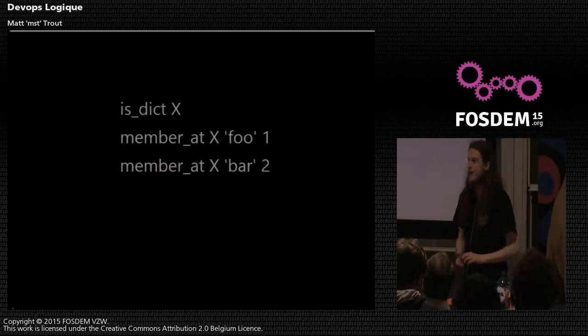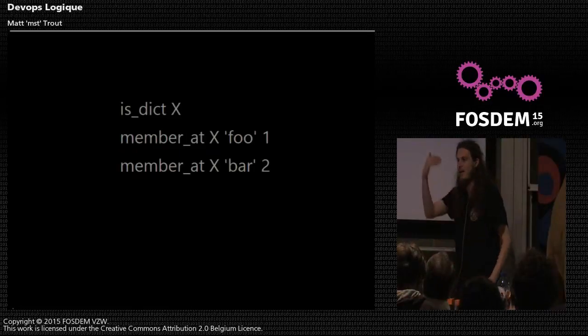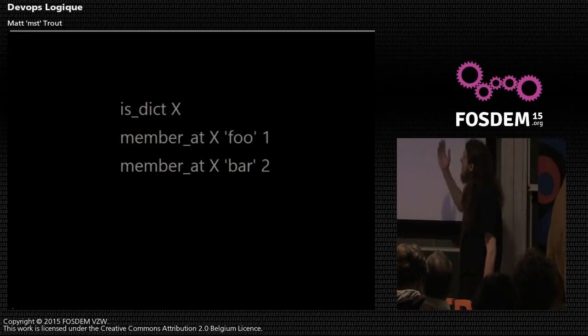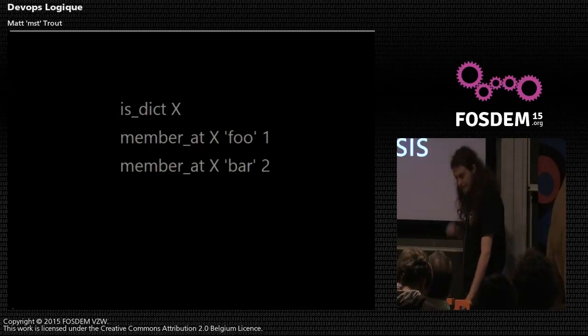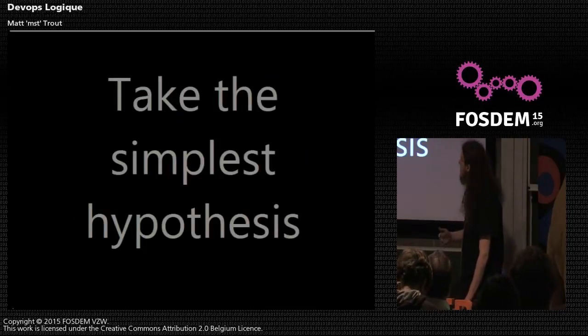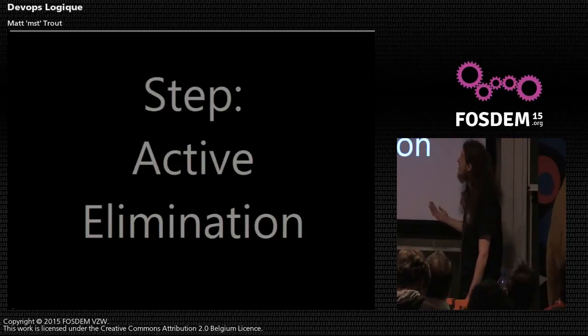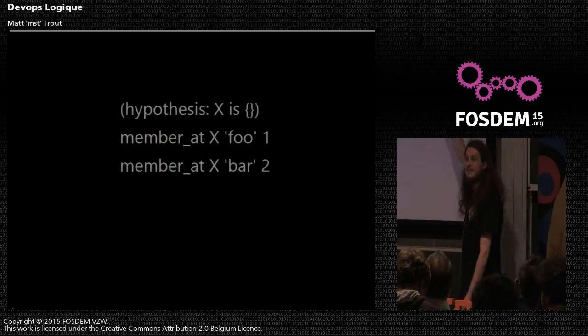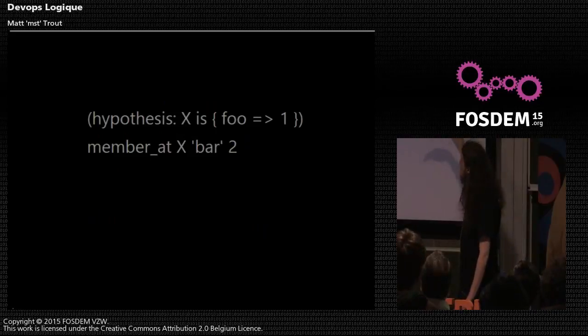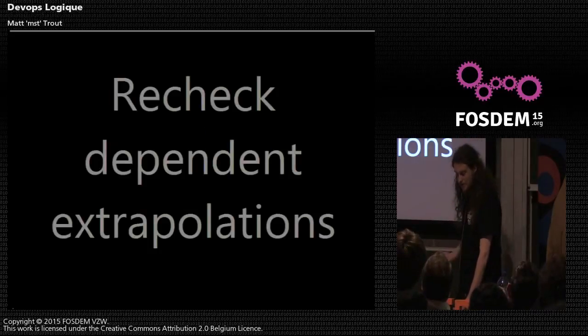Slightly more complicated becomes producing complex data. So you basically have to take the simplest hypothesis. The simplest hypothesis for a dictionary is that it's an empty hash, yeah? And then you can add the members as you go along. Basically, you keep adjusting your hypothesis, check that that hasn't invalidated any of your invariants so far, and you end up with a result.